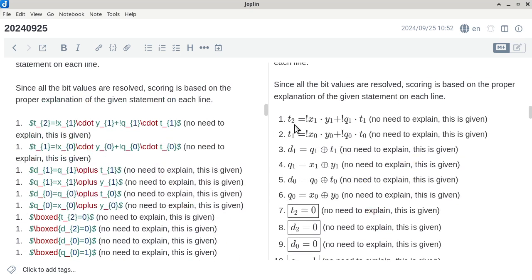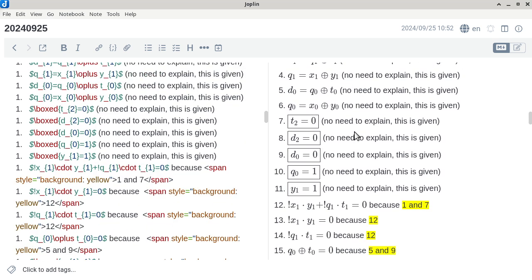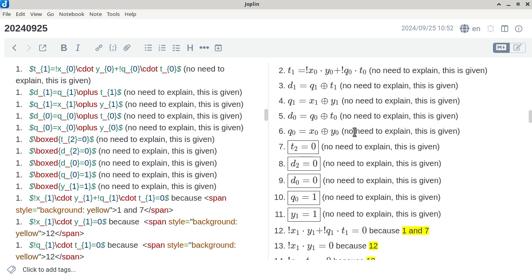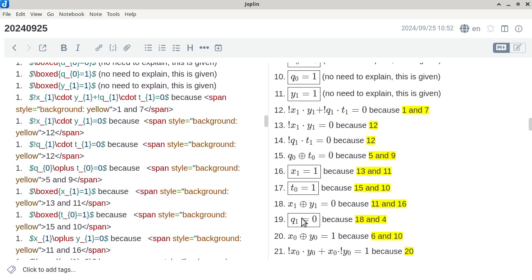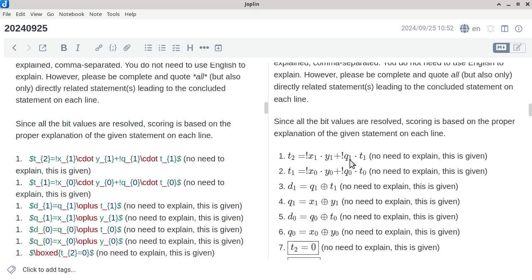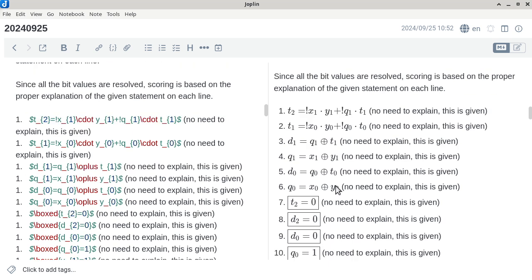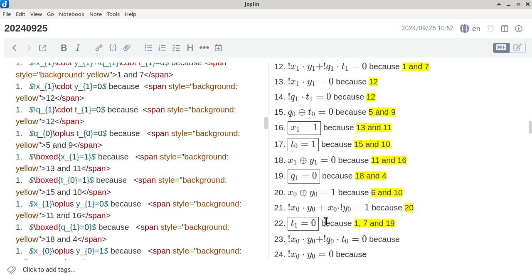All right, so getting back to 1, we know this is 0, which means the OR has to give me a 0. But in order for an OR to end up with a 0, both sides need to be 0. So that means not Q1 and T1 has to be a 0. We know Q1 is a 0. So if Q1 is a 0, then not Q1 is going to be 1. So the only way for this conjunction to end up with a 0 is for T1 to be a 0. So that's one way to figure out that T1 has to be 0.